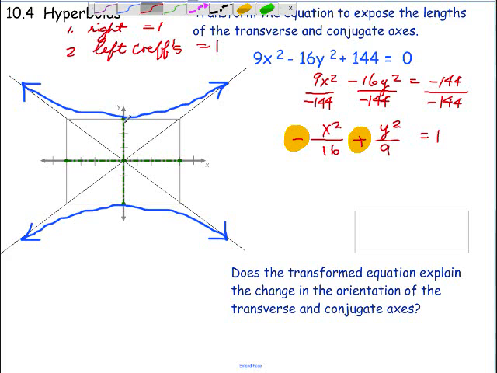This changed things. Now our vertices and our transverse axis is now up and down. Whichever one has the positive, that's the one that's up and down. Does the transformed equation explain the change in the orientation? It sure does.